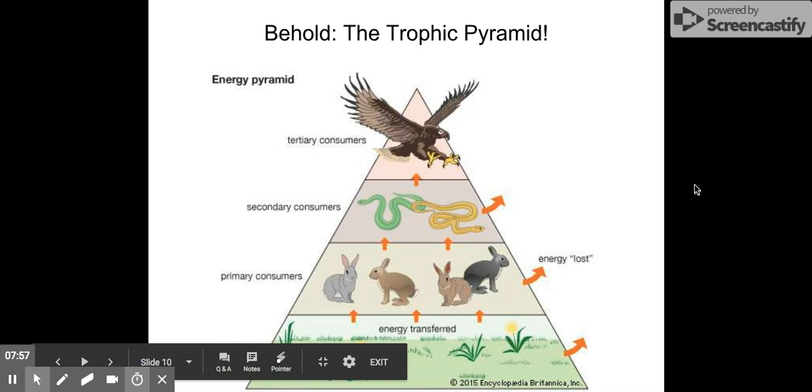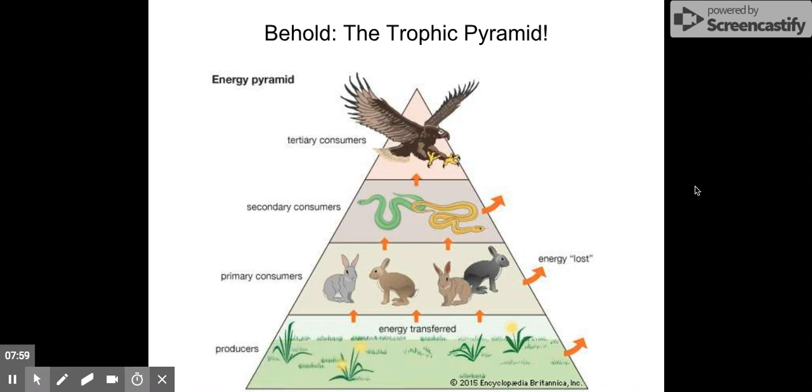Much of what has been described in this video lecture can be illustrated by the trophic pyramid, an example of which is pictured here. The trophic pyramid is a great model for a number of reasons. First, it still kind of has that food chain aspect of showing who eats whom. You can see here that the plants are eaten by the rabbits, which are eaten by the snakes, which are eaten by the eagle, for example.